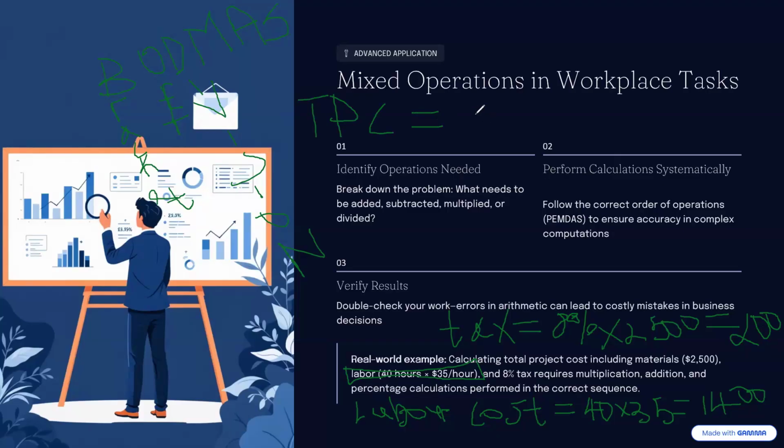We are going to take now the total material, which is 2,500. We are now going to add the labor cost, which is 1,400. And we are also going to add the total tax, which is 200. And somebody now should punch it and give us the final answer. So what will be the answer of the total project cost? 4,100.